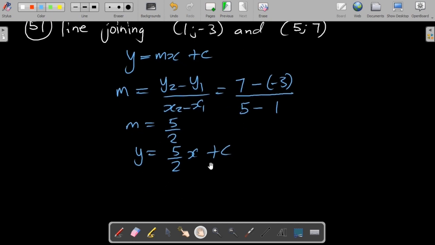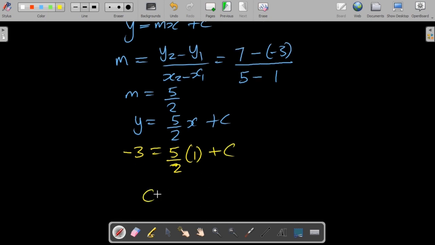And to find c, which is the only missing piece of the equation, we can use any of the 2 points. So let's just use 1, minus 3. You can also use 5, 7. That is valid. So you're just going to substitute minus 3 in place of y, and you're going to substitute 1 in place of x.